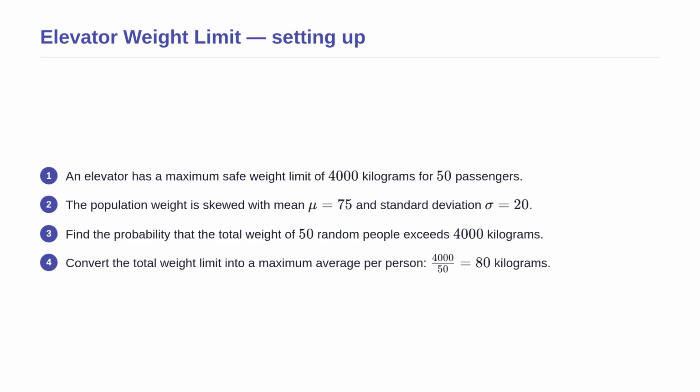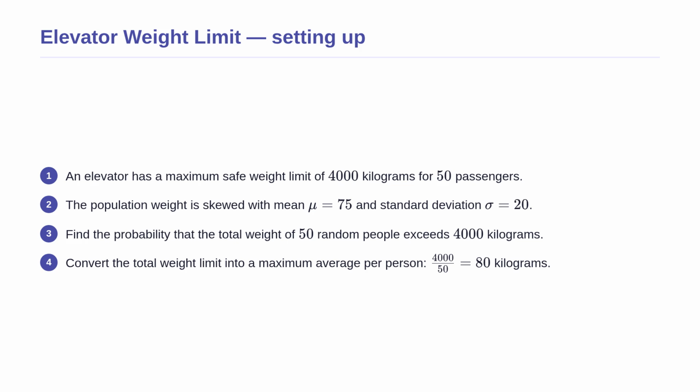Let us look at a second example, this time using the central limit theorem for an elevator weight limit. An elevator has a maximum safe weight limit of 4,000 kilograms and a sign saying maximum 50 passengers. The weight of the general population is heavily skewed to the right, meaning it is not normal, with a mean of 75 kilograms and a standard deviation of 20 kilograms. If 50 random people get on, what is the probability that total weight exceeds the limit?